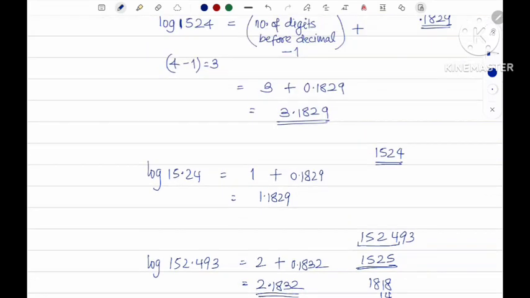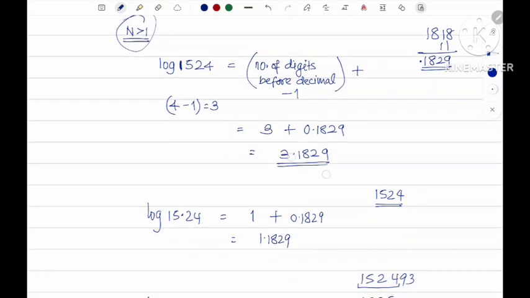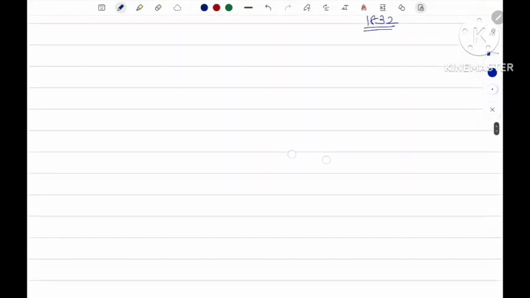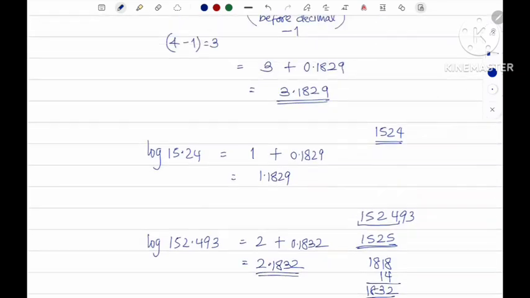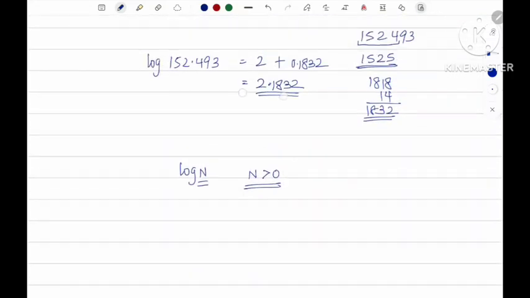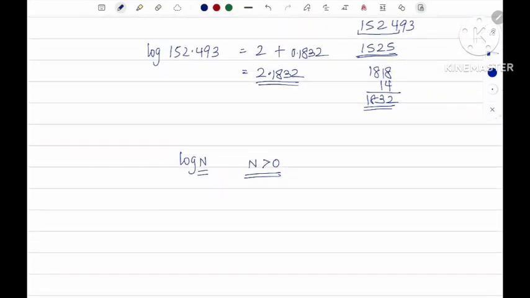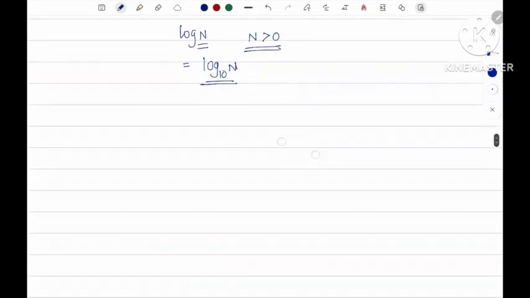So this is about the log of numbers greater than 1. Now let us see log of numbers less than 1. And you should all know that log of negative numbers are not defined. So if we have to find log n, then n has to be greater than 0. We cannot find log of negative numbers. The log of negative number does not exist. And the log that we are finding has base 10. So this is as good as writing log 10 n, base 10.